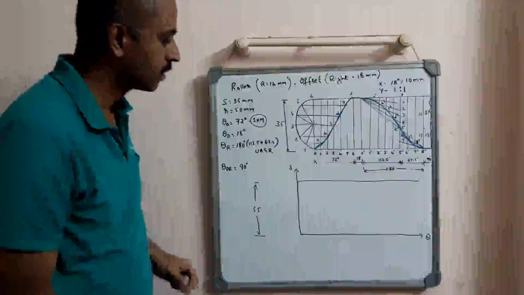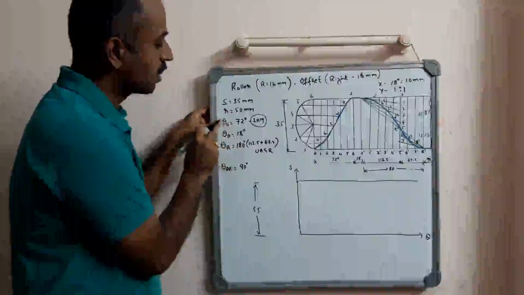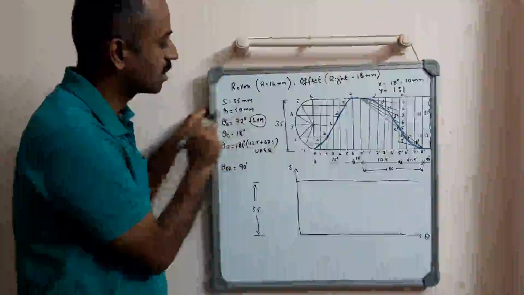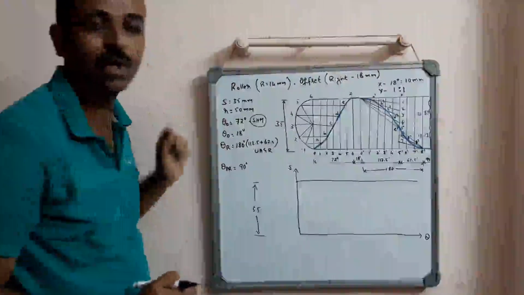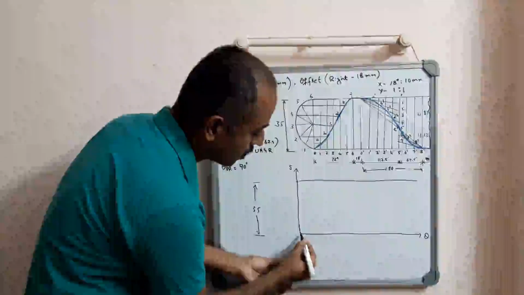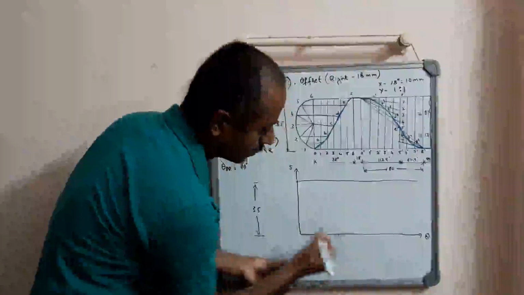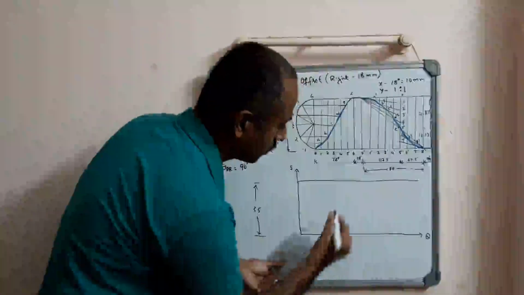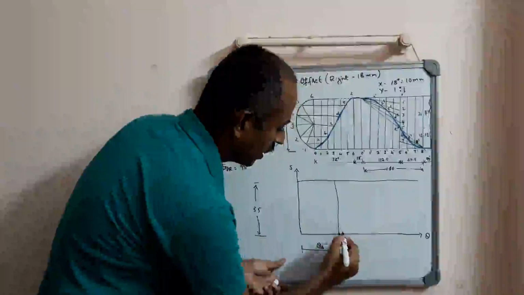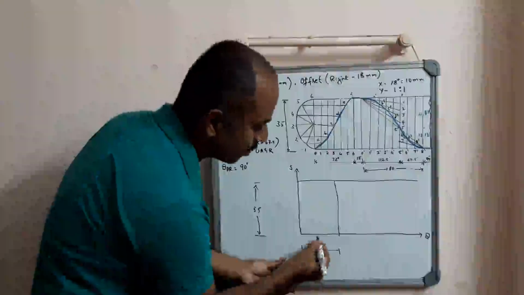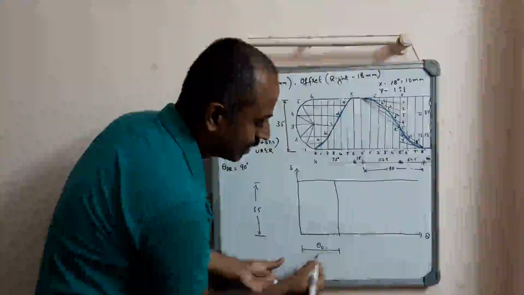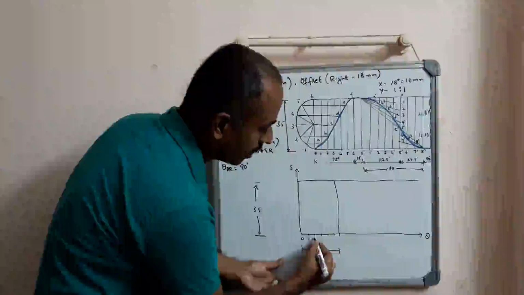After that, the first region in the displacement diagram is the outstroke, which covers 72 degrees, that is 4 centimeters. Measure 4 centimeters, theta naught. Divide this theta naught into 6 equal parts. These are our 1, 2, 3 points.